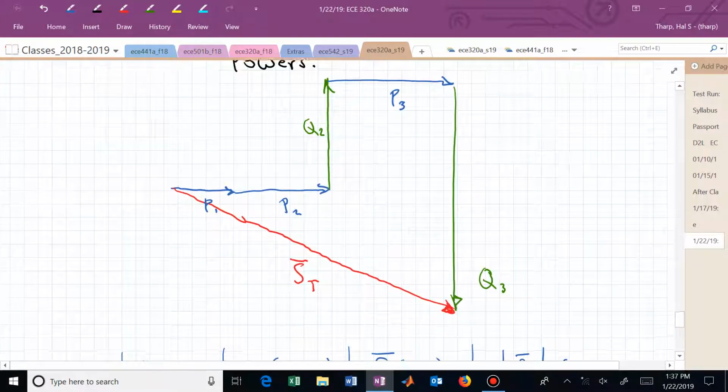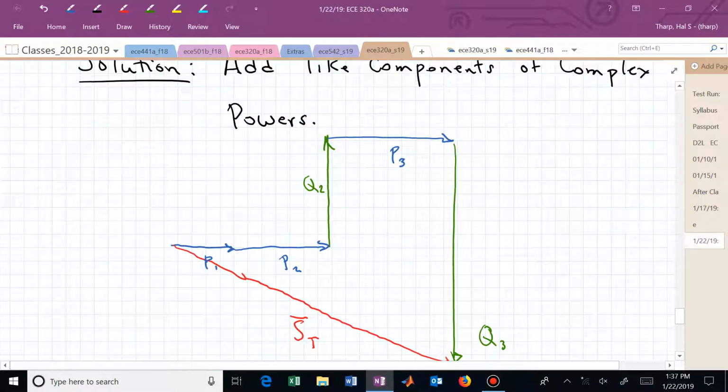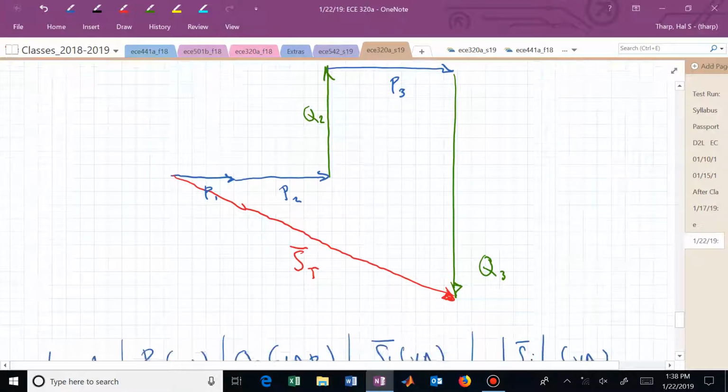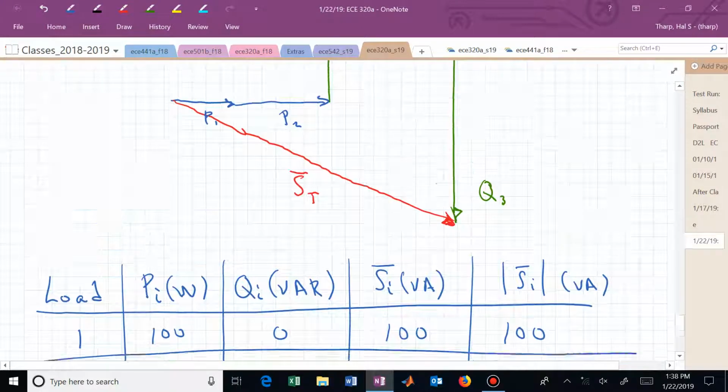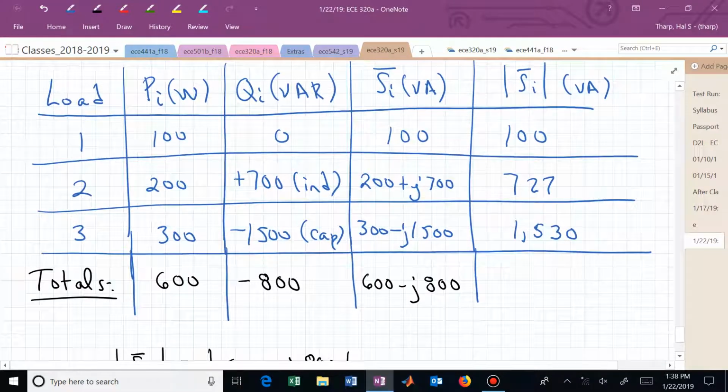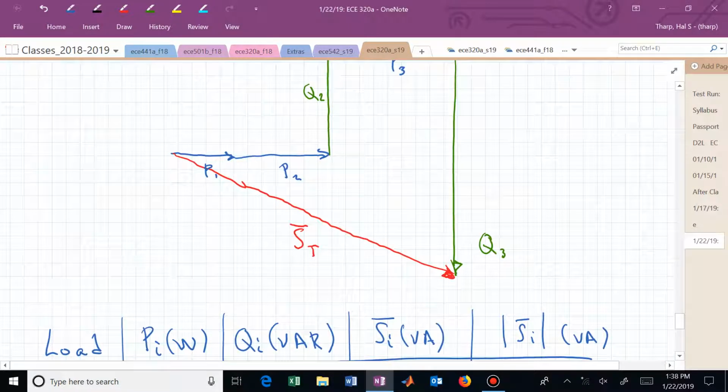Now, where were we? Hopefully you can see that if we added up those S1, S2, and S3 vectorially, we're going to now end up with the same S sub t bar, which is a distance of 600 and minus j800. That's probably not accurately drawn, but you get the idea.